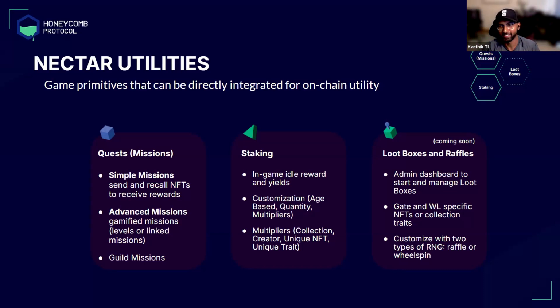Then the last one is the loot boxes and raffle. This will have an admin dashboard to manage all your in-game loot boxes, as well as gated NFTs or collection traits that are maybe whitelist specific. And you can customize it with two types, raffle or wheel spin style loot boxes. This is also still in development, so not out yet. So really the only two things that are still in development are the loot boxes and the guild kit, but everything else is available on HoneyNet.